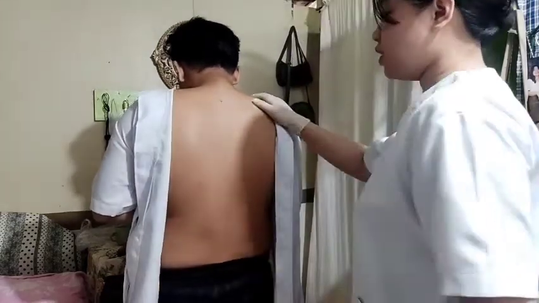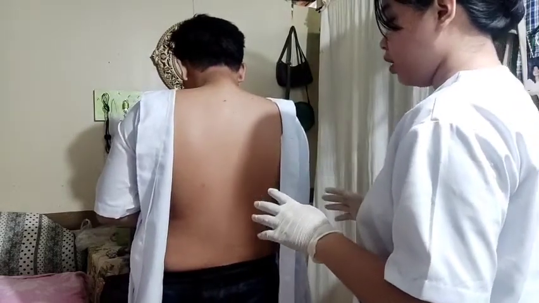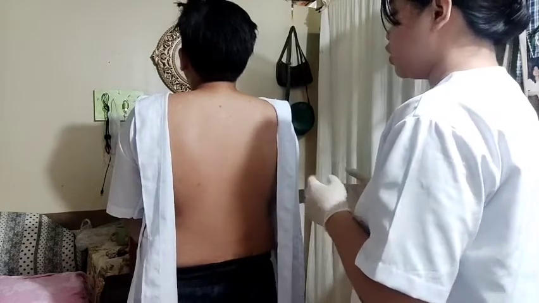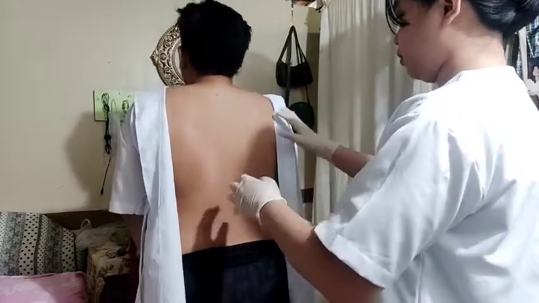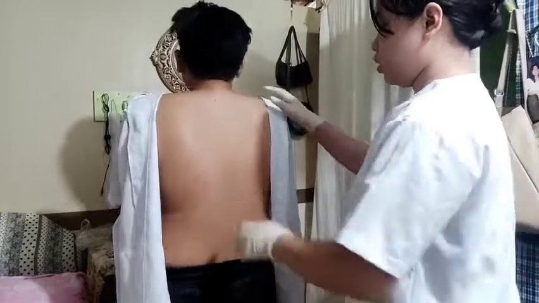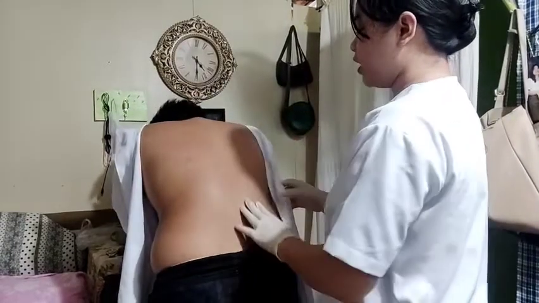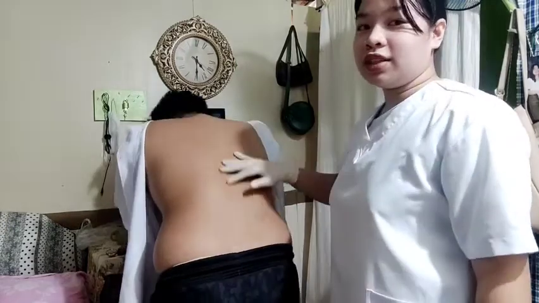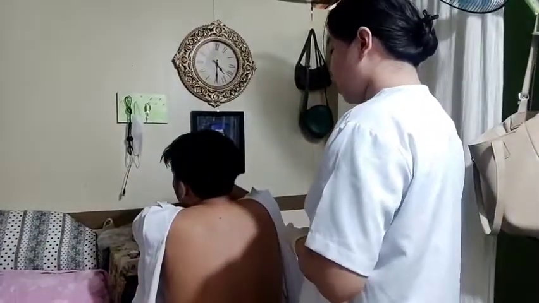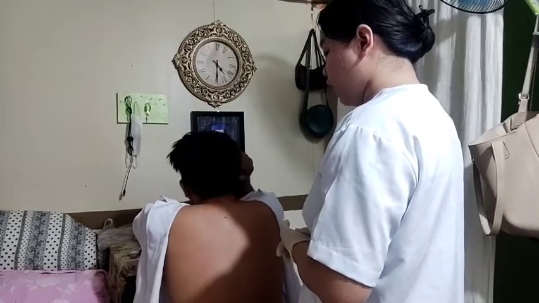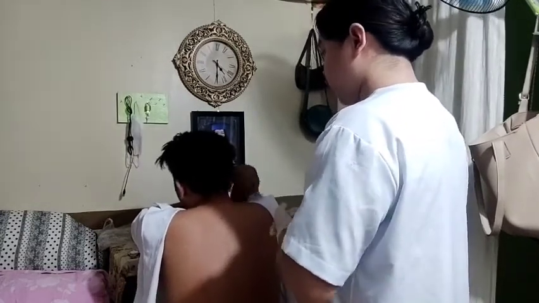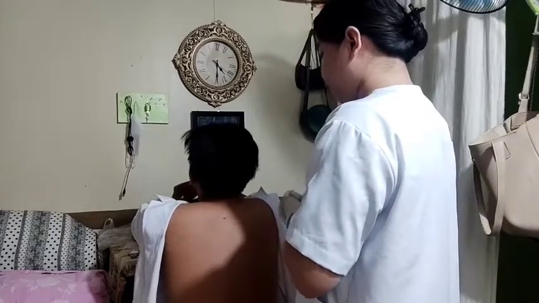To assess for lateral deviation of the spine, observe the standing client from the rear and have the client bend forward. Sir, can you kindly bend forward? So as I inspect, I can see that there is no lateral deviation of the spine. Okay, sir, now I'm going to palpate for your chest expansion. Can you please take a deep breath?